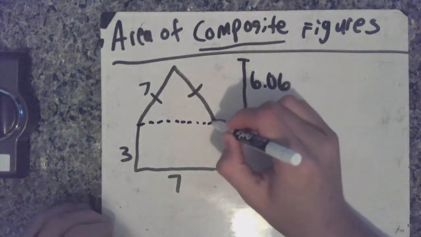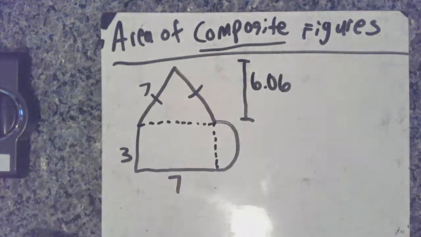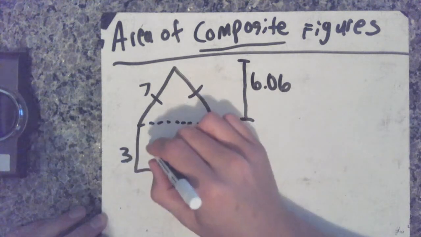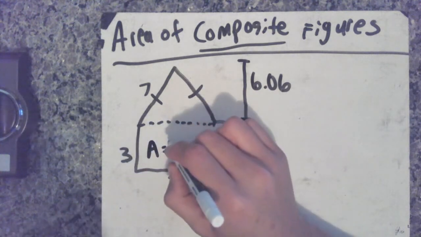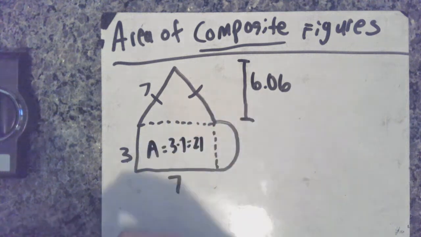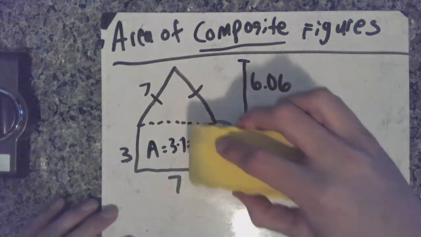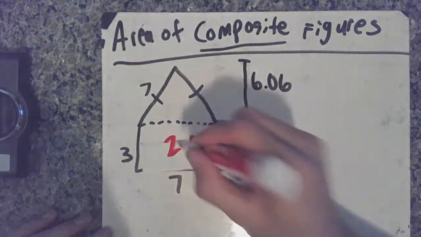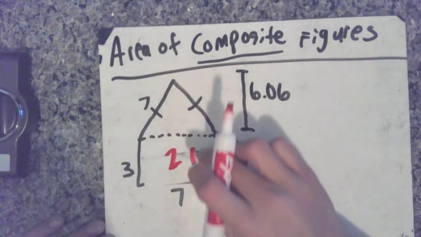I've got a rectangle right here. Rectangle area is very simple, base times height. So this area right here is just going to be 3 times 7, so it's 21. And I said I was going to do that in red, so let's put that right there. That is my area.